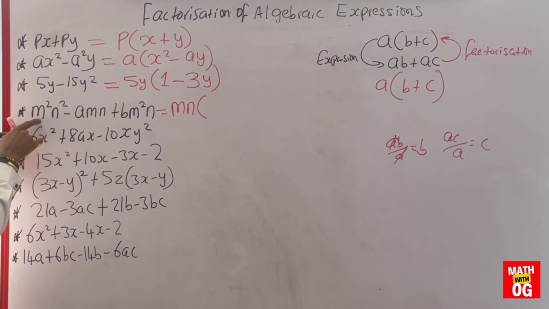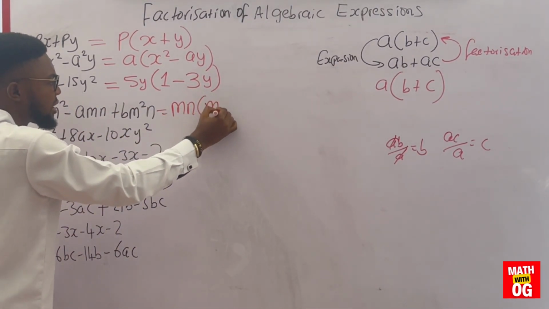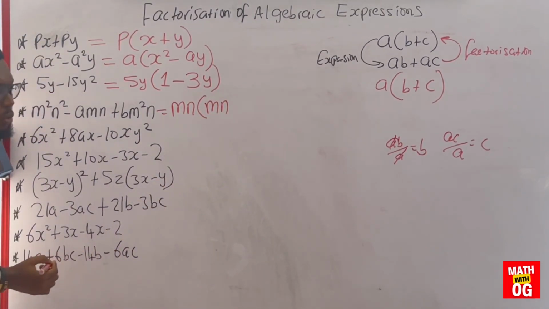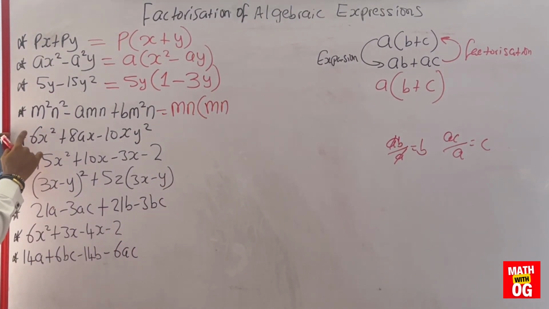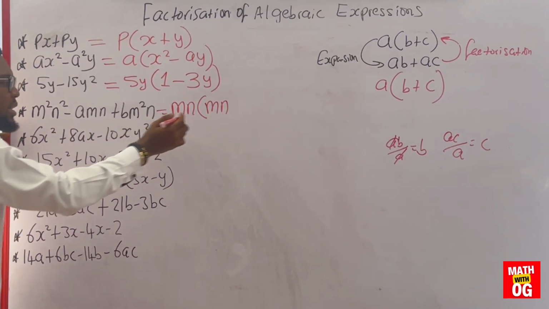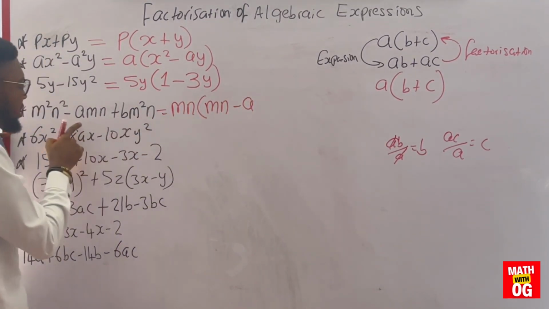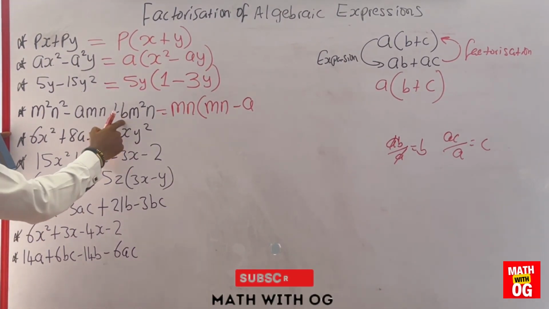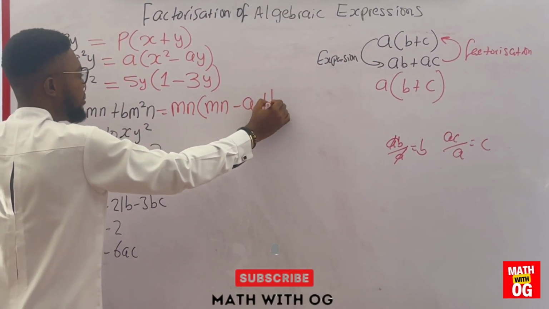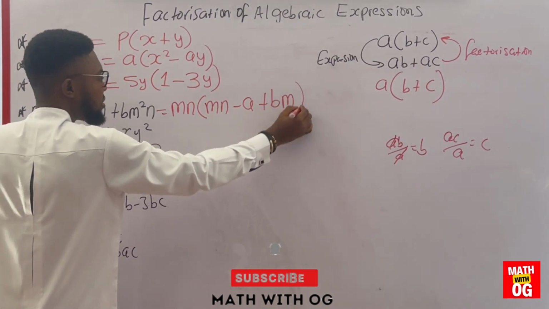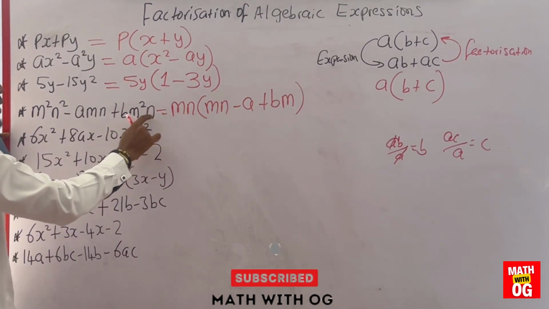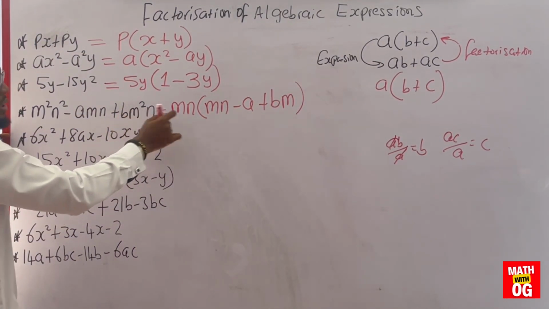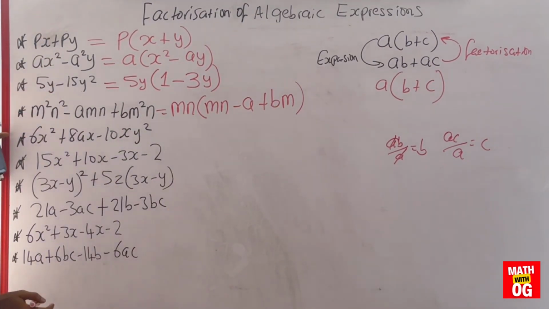So mn will go into this first term mn times, because mn times mn is m squared n squared. mn will go into this one negative a times, because negative a times mn is negative amn. Then mn will go into this last one positive bm times. In mn into bm squared n, n will cancel n, one of the m's will cancel, and you'll be left with just one m. So that will give us a positive bm. Over to the next question.